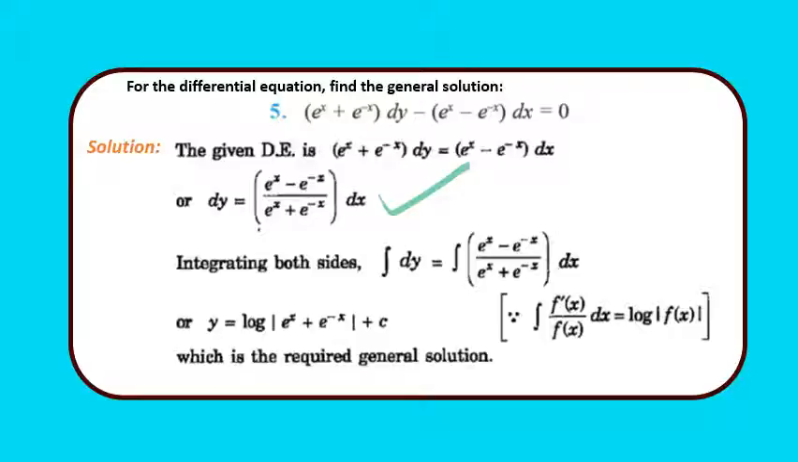So we can see that this is in the form of integral f dash x upon fx dx, which is equal to log fx. We get y is equal to log of e power x plus e power minus x plus the constant of integration c, which is the required general solution because the constant is here. Clear?